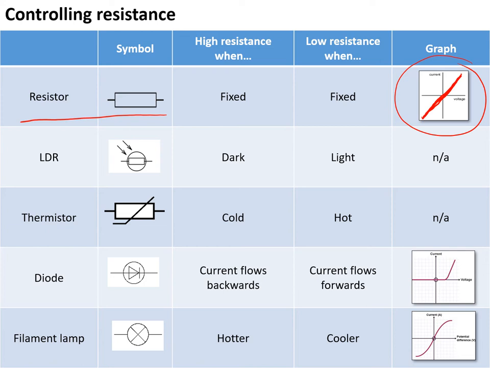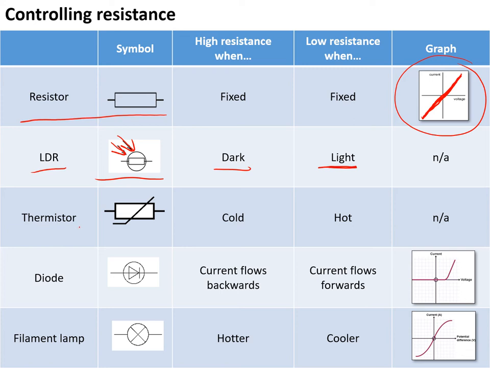A second type of resistor is an LDR, which is a light dependent resistor, and it's got a symbol like this. These arrows coming in are supposed to represent light going into that resistor. Now, these are resistors that change their resistance dependent on the amount of light. So when it is dark, they have high resistance, and when it is light, they have low resistance.